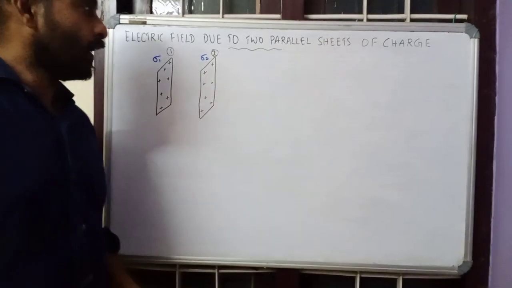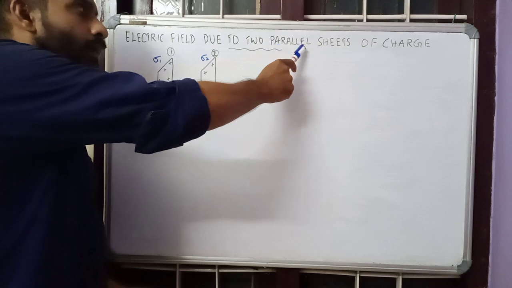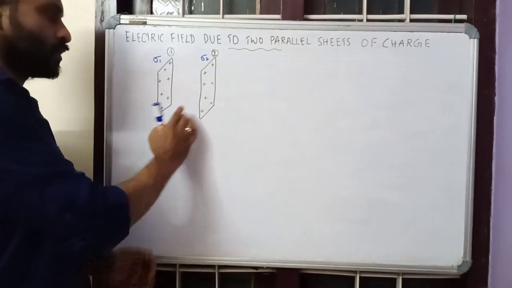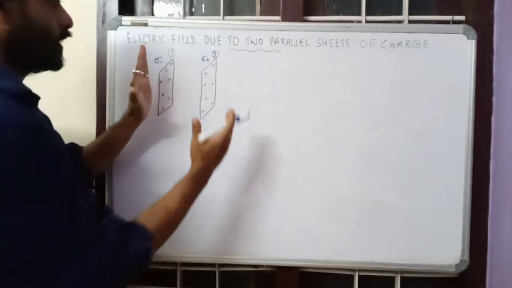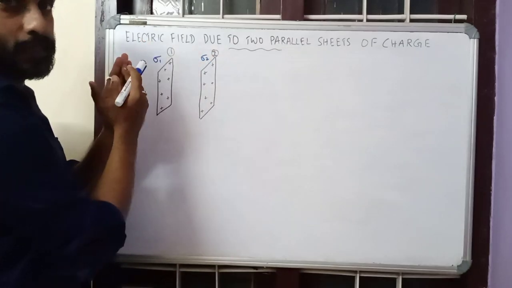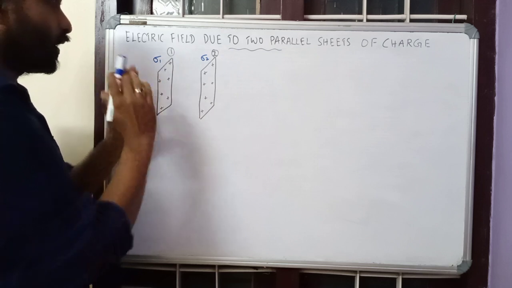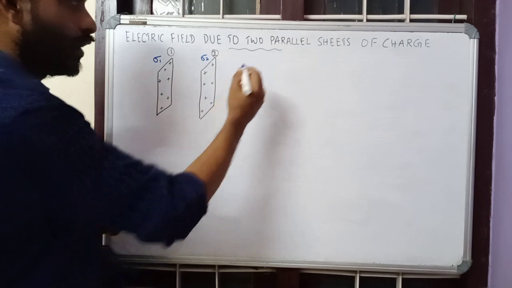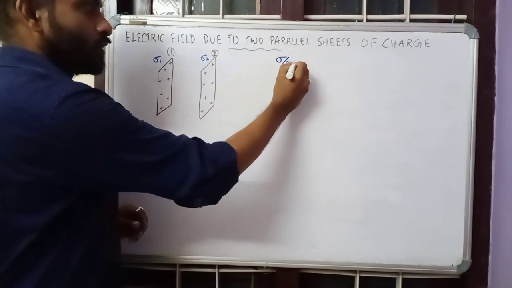Today we are going to see electric field due to two parallel sheets of charge. We have here two parallel sheets of charge, one sheet, then the next sheet. Both are thin sheets of infinite size. We already know that for a thin sheet of charge, at any point surrounding it, the electric field will have a value sigma by 2 epsilon 0.